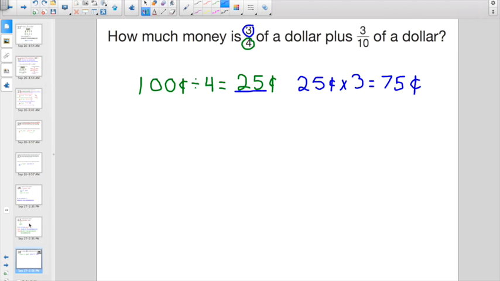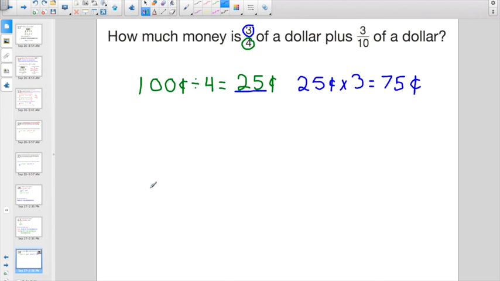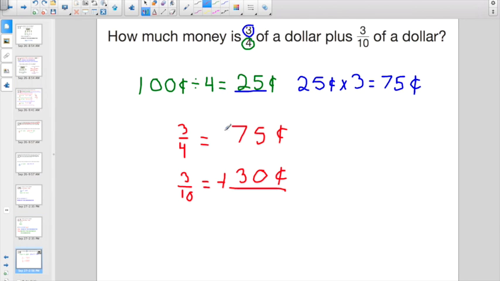I bet you we can use the information over here. We just found out that 3/10 of a dollar was 30 cents, right? Because 1/10 was 10 cents times the numerator of 3. 3/10 of a dollar, we already did this, was 30 cents. 3/4 of a dollar, we said, was 75 cents. 3/10 of a dollar, we said, is 30 cents. You add these guys together and you end up with 105.